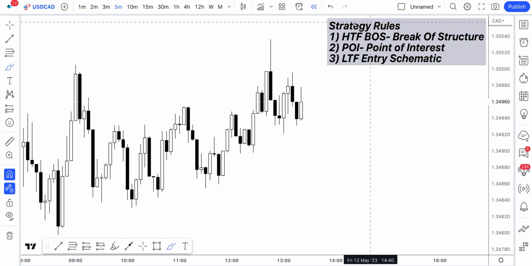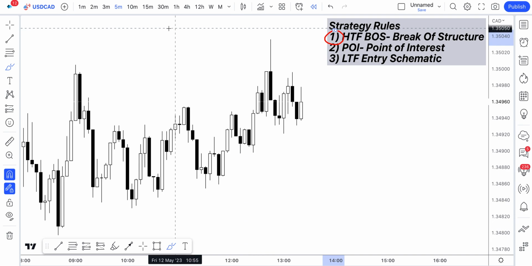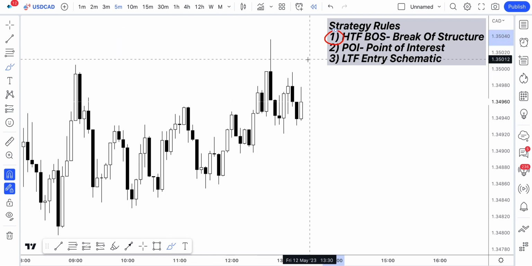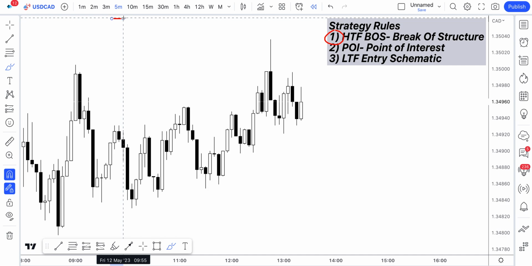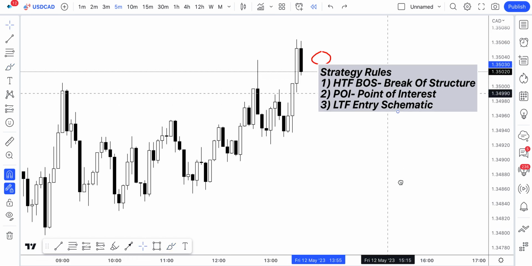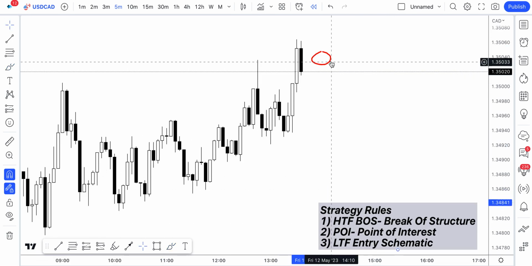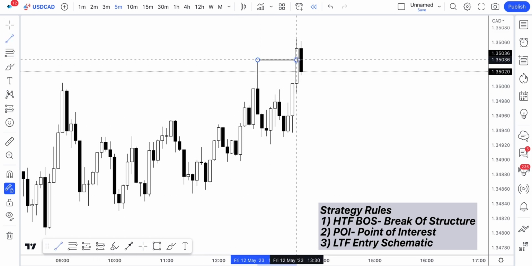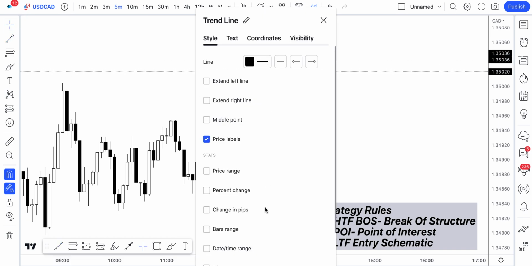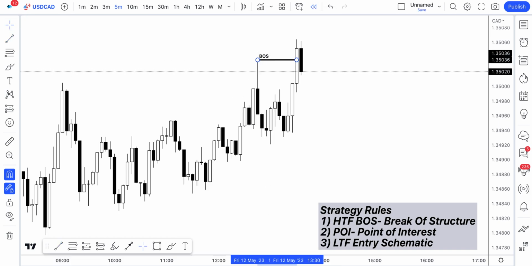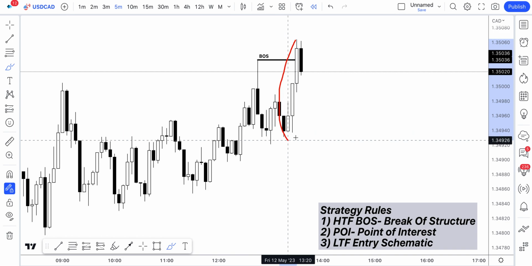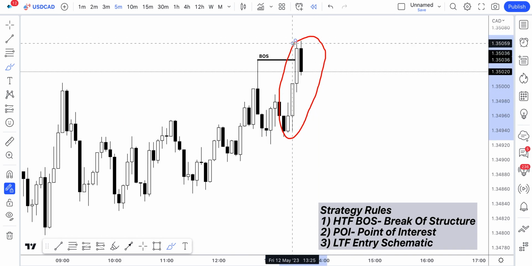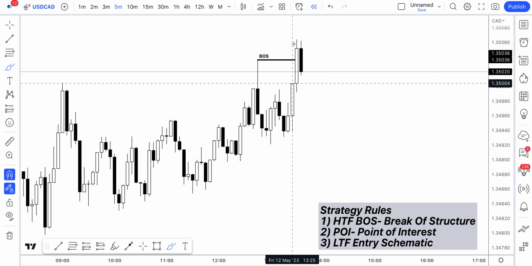Number one of the strategy rules here is our higher time frame break of structure. In this context, our higher time frame is the 5-minute time frame. Let's move this down here so you can get a clear picture. Clearly, we've broke structure to the upside, which indicates strong bullish momentum. We can mark this on as a BOS to the upside. The reason why this is strong is indicated by the 3 bullish candles showing clear bullish momentum to the upside. So we can mark on our break of structure.